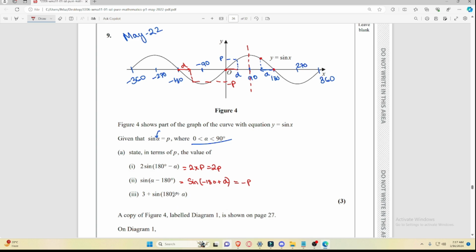Next one, 3 sine 180 plus alpha. So from 180 I added alpha. So this is my 180 point, and I added alpha distance to it, and I know that considering one point, if I look at the right and the left, the sine curve will maintain a symmetry, they will be mirrored. So if this is p, that will be minus p. So sine 180 plus alpha will give me minus p, but they want 3 minus sine 180 plus alpha, so it is 3 plus p, sorry, 3 minus p.